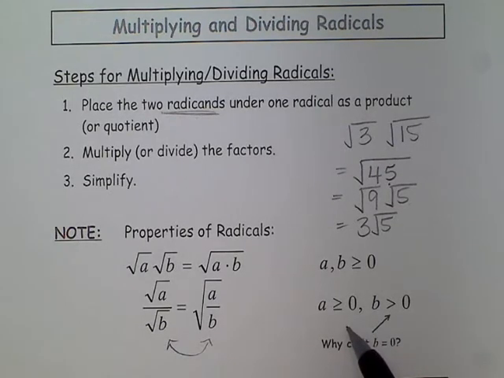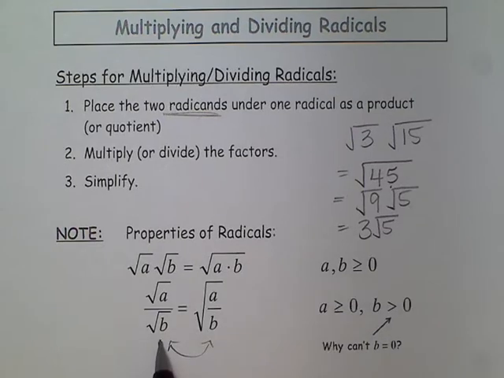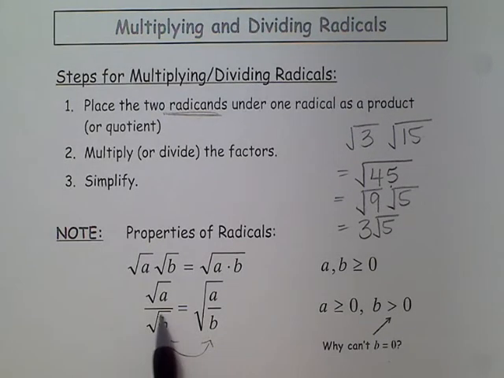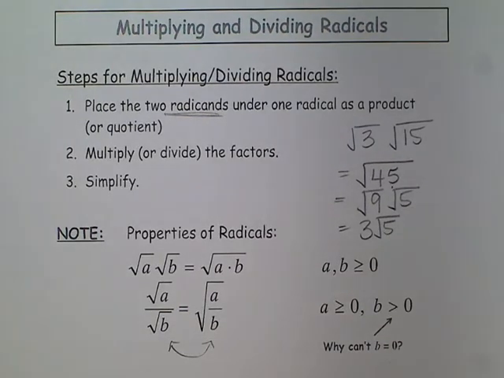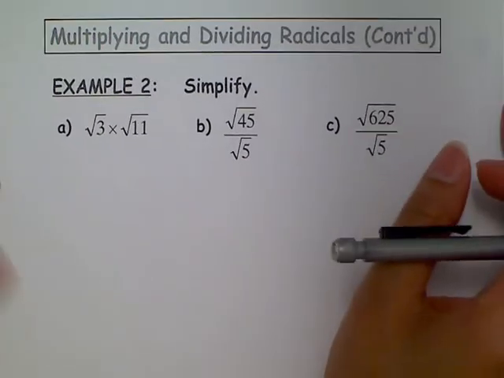And again, this restriction is a little bit different. A has to be a positive number or equal to 0, whereas b can only be a positive number. The reason for that is because b cannot be equal to 0. B can't equal 0 because the square root of 0 is 0, and you can't have division by 0. It is undefined. So that's why there are some restrictions on the values of a and b. So let's take a look at some examples.